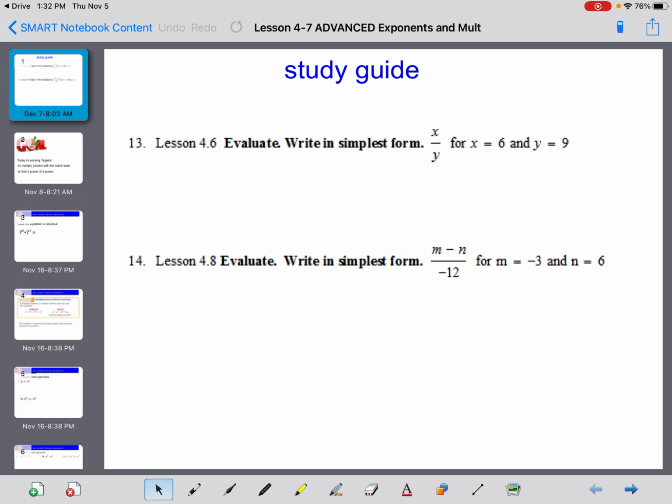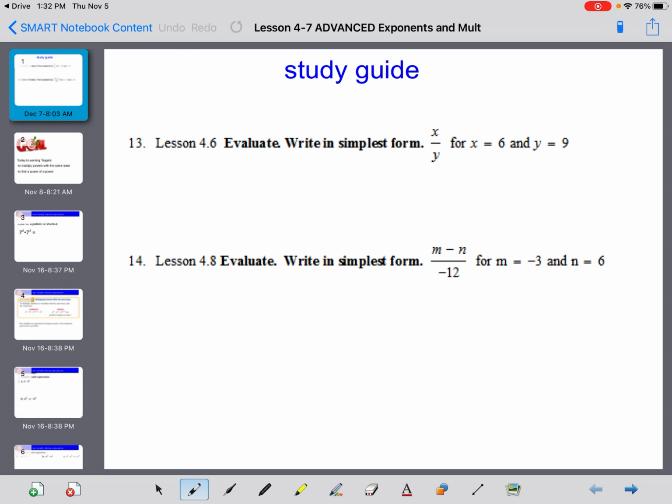This is lesson 4-7 from the Algebra Readiness textbook. For today's lesson, you will need a sharpened pencil in your notes packet. Pause the video while you work on these study guide problems. Continue the video when you're ready to compare your answers to mine.